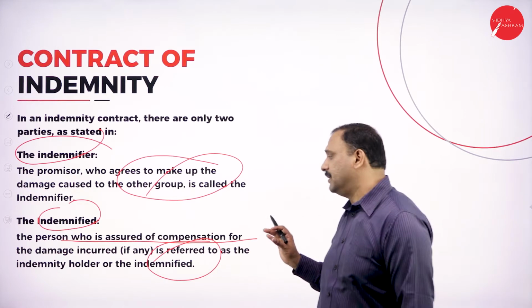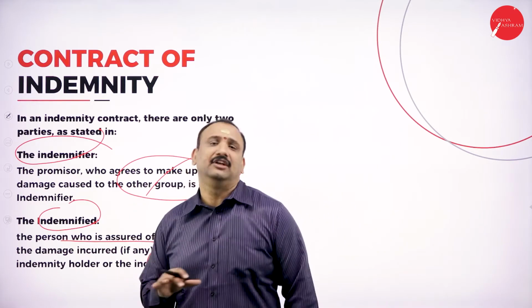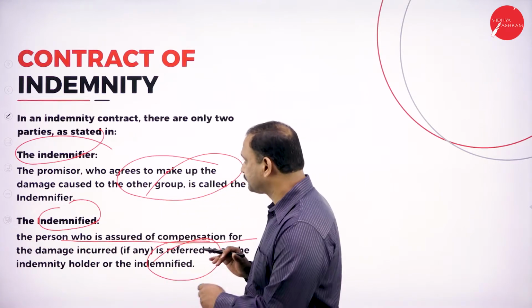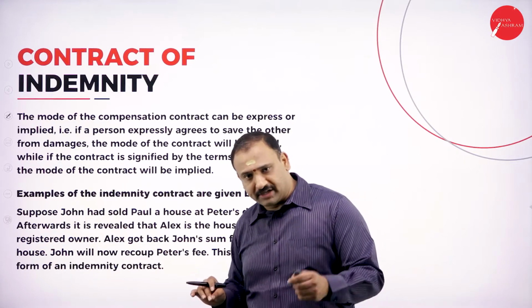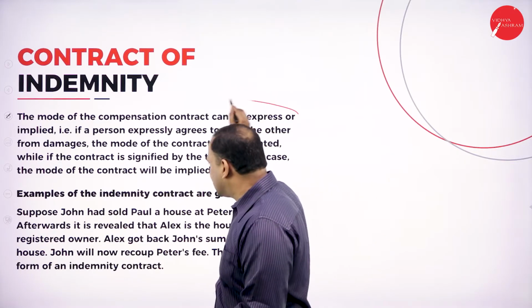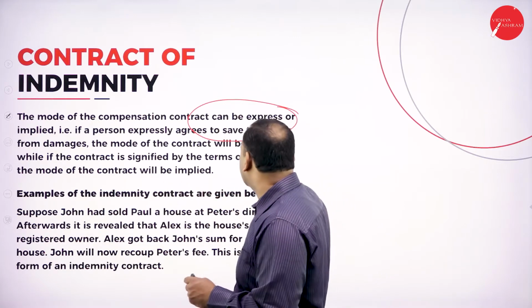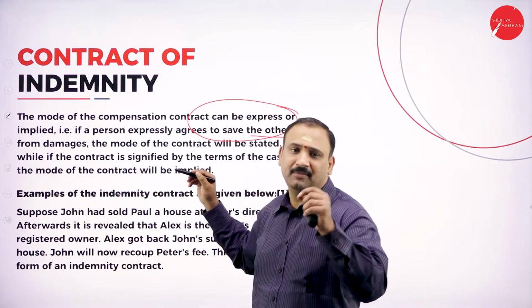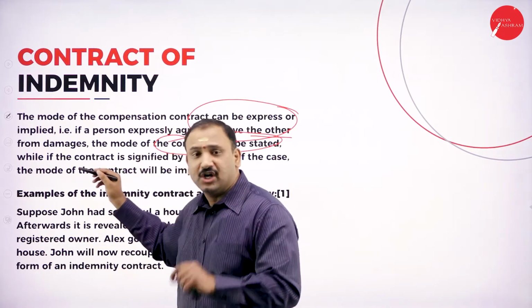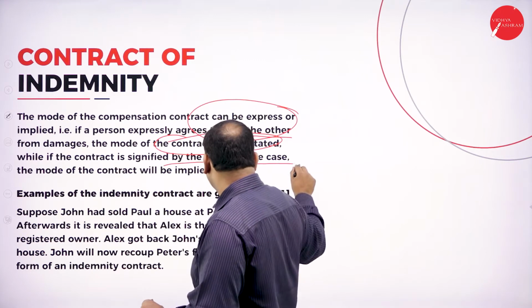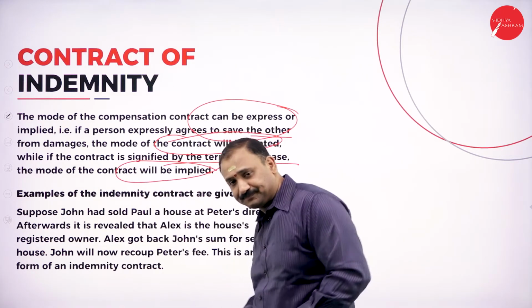If there is a problem, or some sort of change happens, then automatically you need to look into it. Followed by the mode of compensation: a contract can be expressed or implied. If a person expressly agrees to save the other from damages, the mode of contract will be stated, while if the contract is signified by the terms of the case, the mode of the contract will be implied.